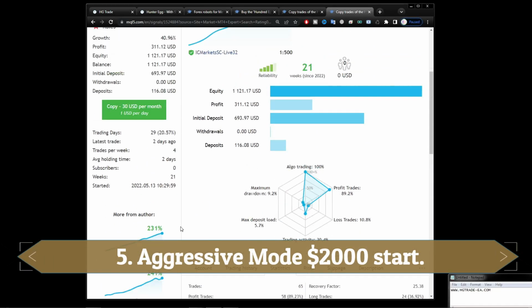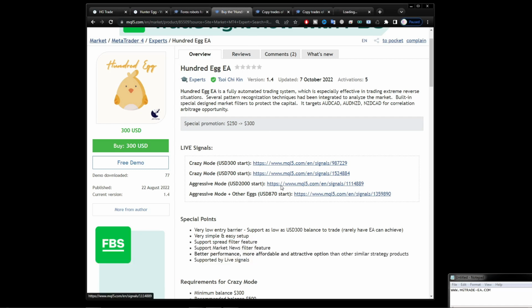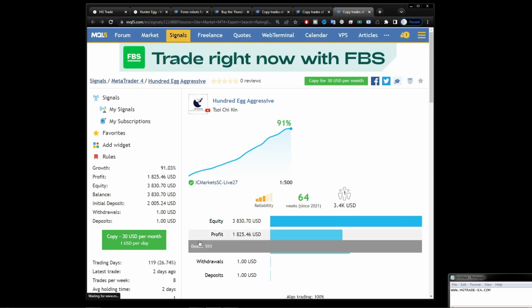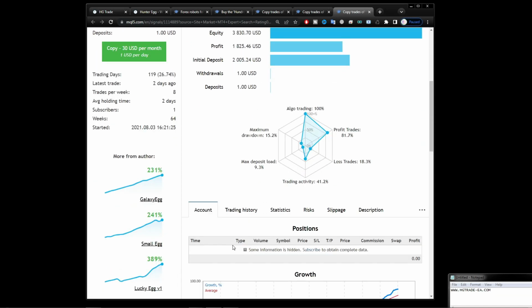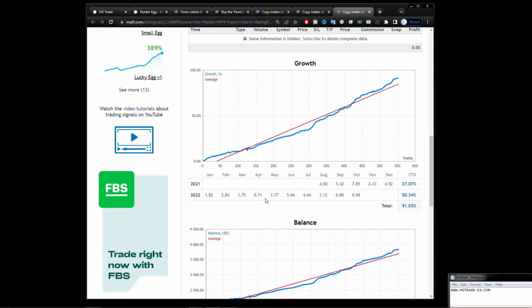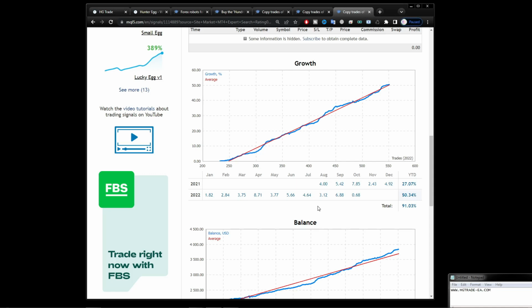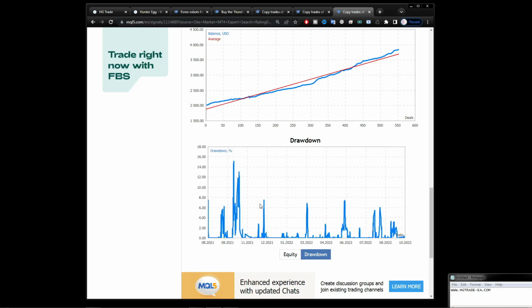5. Aggressive mode, $2,000 start. For aggressive mode with a capital of $2,000, here I get 91% profit information. Maximum drawdown 15.2%. Trading has started from August 2021 until now in October 2022, with a total profit of 91%. The largest drawdown that occurred in October 2021 was 15.21%.